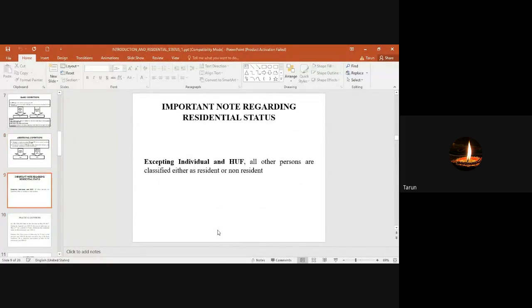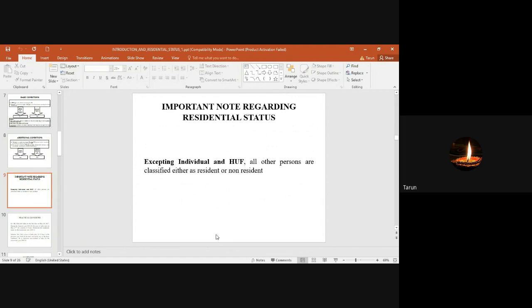Now we talk about the important note regarding the residential status. These particular conditions apply to individuals and Hindu undivided families. That means in case of an individual and a Hindu undivided family, the classification resident, non-resident, ordinary resident, not ordinary resident applies, except for the rest of the persons, like a firm, company, or association of persons. So this classification doesn't apply; it applies only as resident and non-resident.